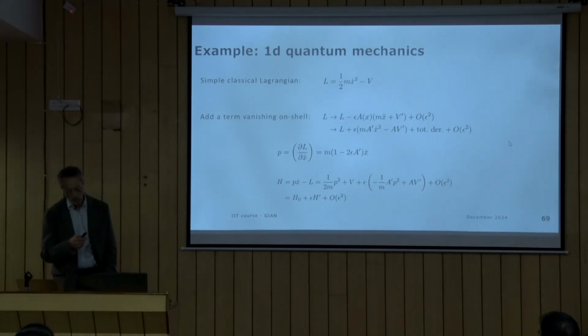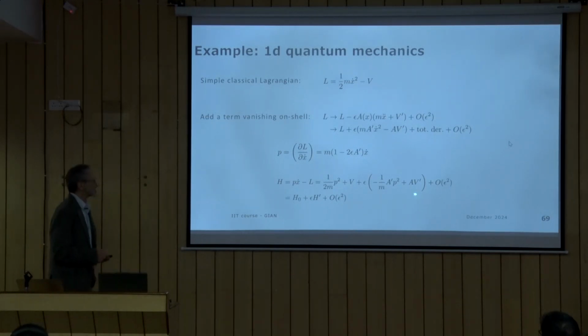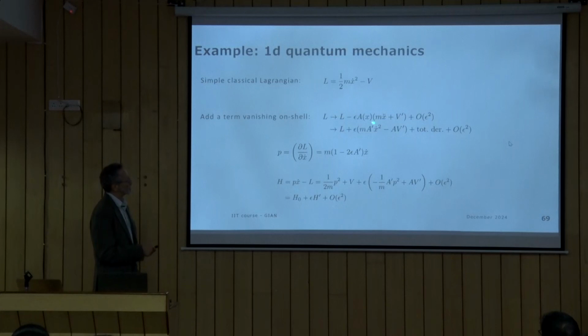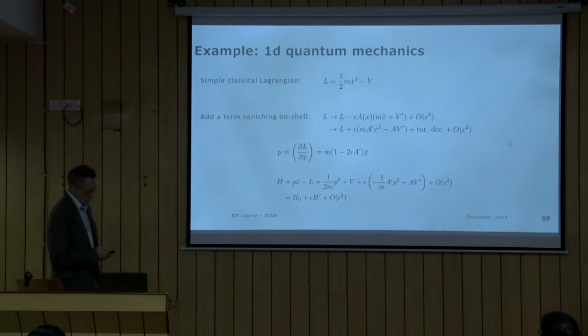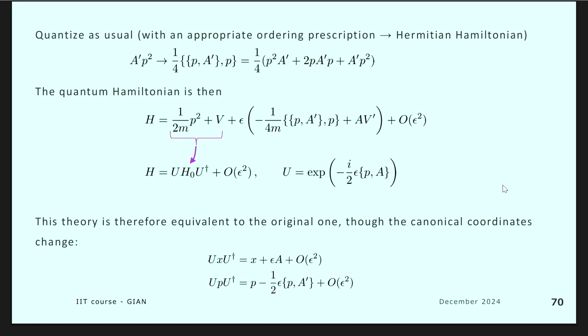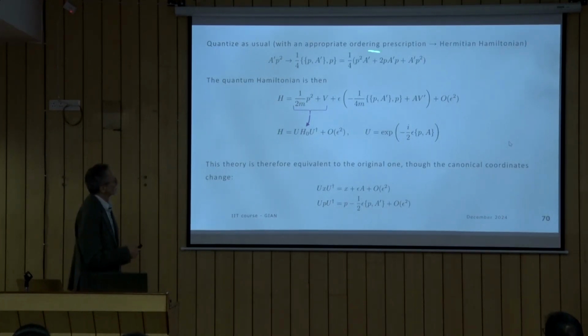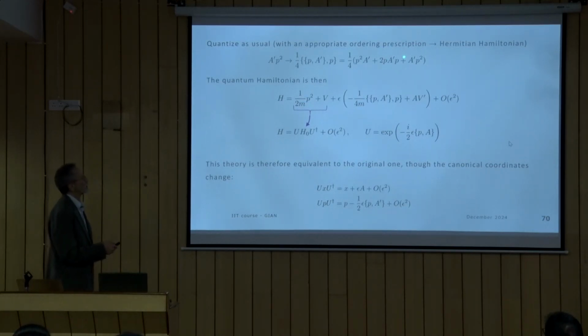Now, if I want to quantize the theory, I can, of course. The only subtlety occurs on this term because of an ordering problem. If A depends on X, then whether you have A prime PP or PA prime P or PPA prime, quantum mechanically as operators is different. So what I will do is choose an ordering so that the Hamiltonian is Hermitian. I will just impose that, which is equivalent to doing this. The curly brackets denote anti-commutator, or equivalently, this is the symmetric ordering with all possibilities: P squared A prime, P A prime P, A prime P squared.